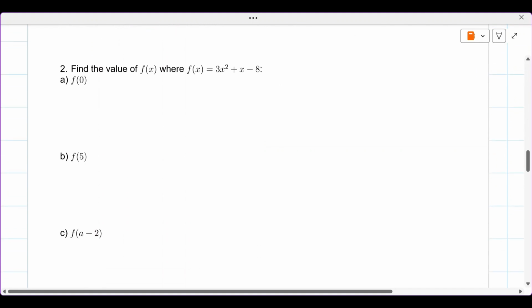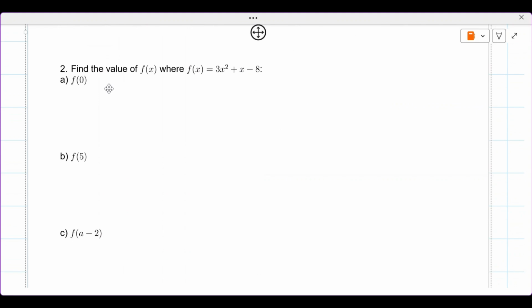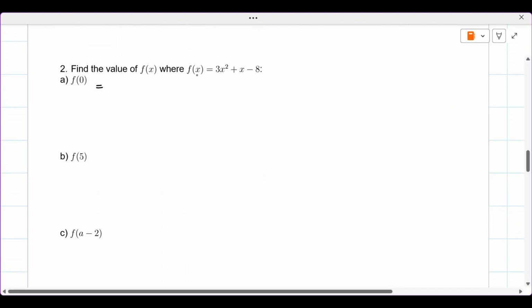Question number 2, find the value of f of x, where f of x is 3x squared plus x minus 8. So we need to find the value of f of 0 first. So what exactly we do is we replace the value of x with 0. So that's going to be 3 times 0 squared plus 0 minus 8. So 0 squared is 0, 3 times 0 is 0, so that's 0 plus 0 minus 8. So the answer is -8.